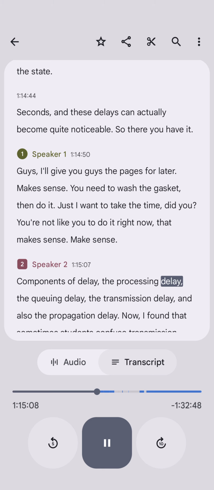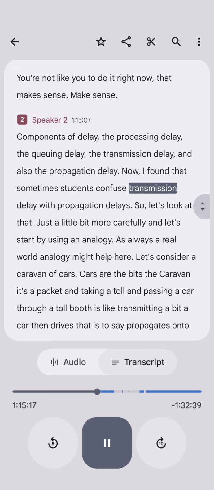Components of delay: the processing delay, the queuing delay, the transmission delay, and also the propagation delay. Now, I found that sometimes students confuse transmission delay with propagation delay. So let's look at that just a little bit more carefully, and let's start by using an analogy. As always, a real-world analogy might help here.